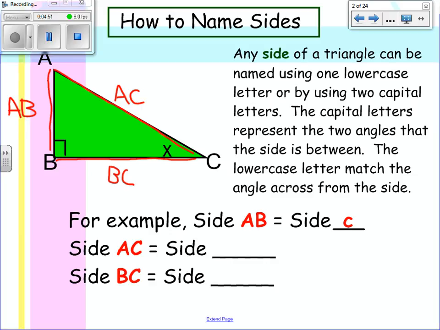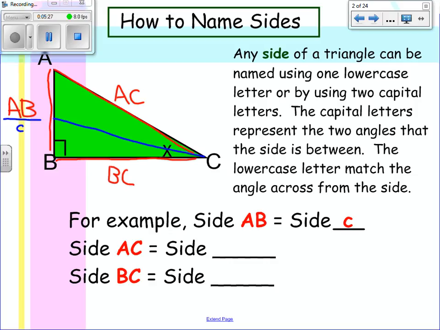That's one way. The second way that they name it, and it's the way that's more commonly done, in my opinion, is they use the opposite angle. So for instance, side AB is connected to angle C. So what they do is they say angle C created side little c. And they use a lowercase letter for side lengths.